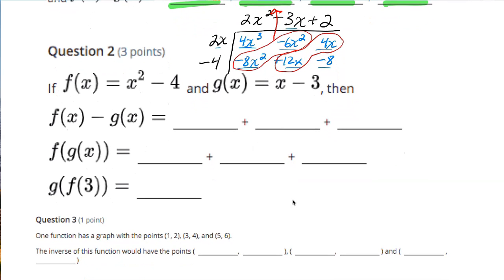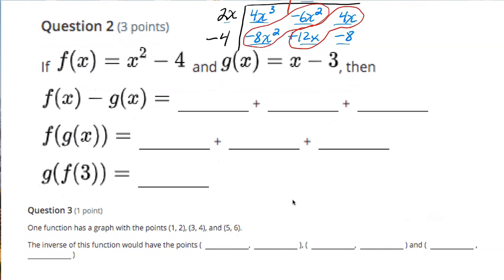And then next, question number 2. We have two new functions, f of x and g of x. And first we're asked to subtract those two functions. Now be really careful when you're subtracting the two functions. You have the first function and then minus the next function, x minus 3.